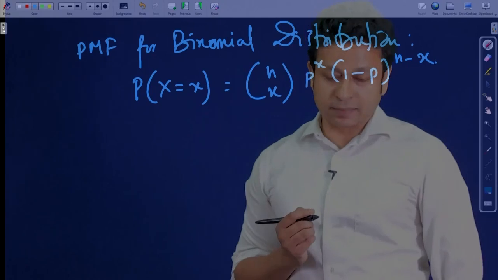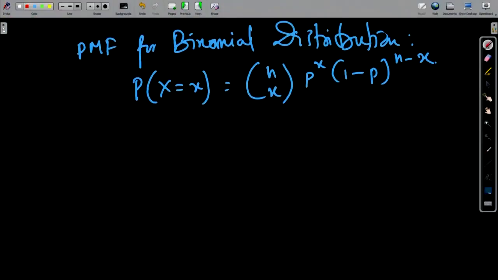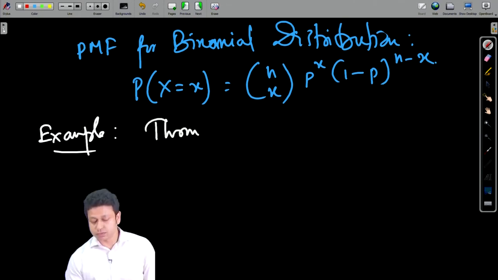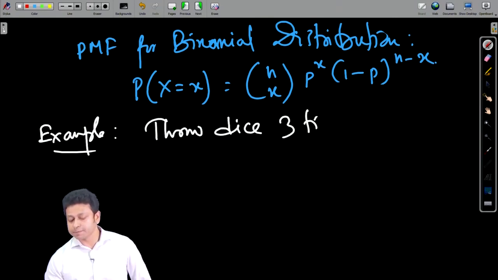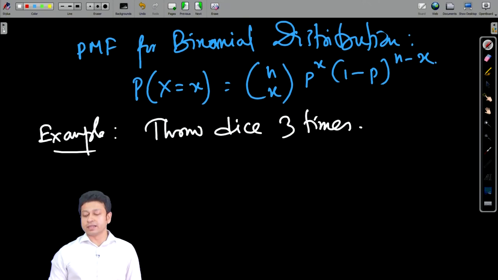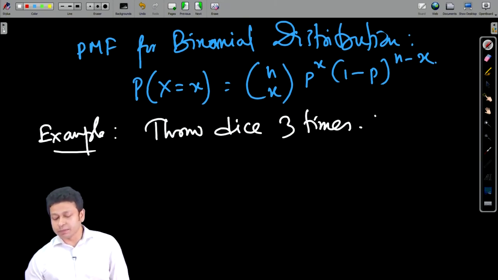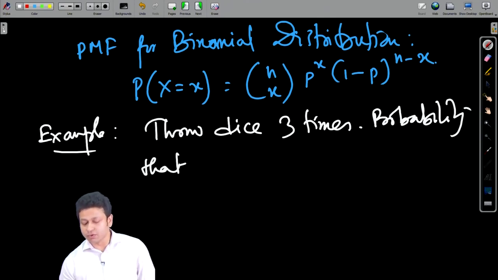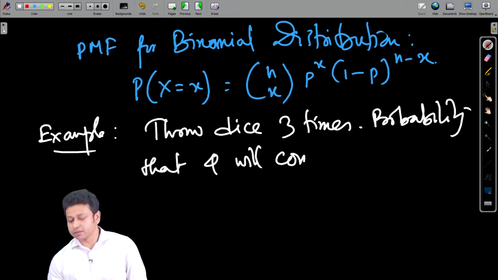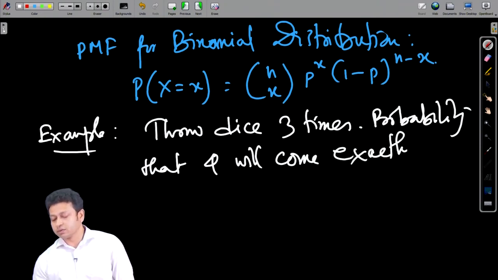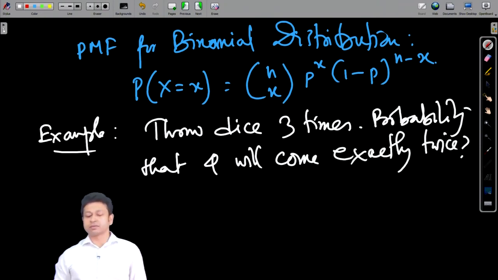Let us say I throw a dice three times. What is the probability that 4 will come exactly twice? So, that is the question. What is the probability that 4 will come exactly twice?